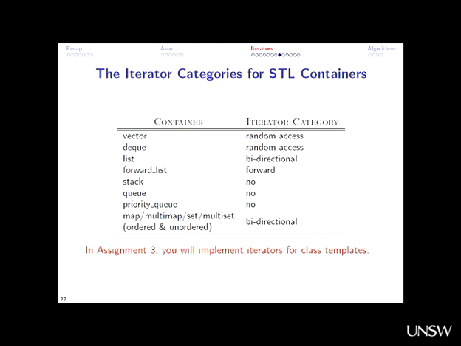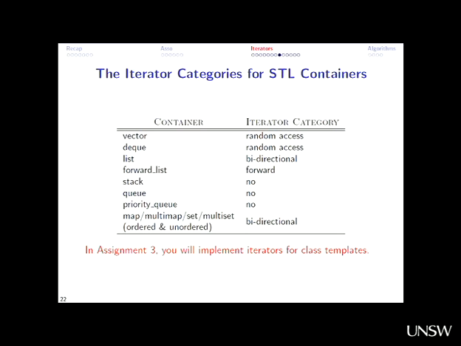A stack, a queue, and a priority queue do not have iterators. You can only access the front of them, okay, because they're adapters. A map, a multi-map, a set, and a multi-set, be they ordered or unordered, they've got bidirectional iterators. So you can move forward or backwards, but you don't have random access.